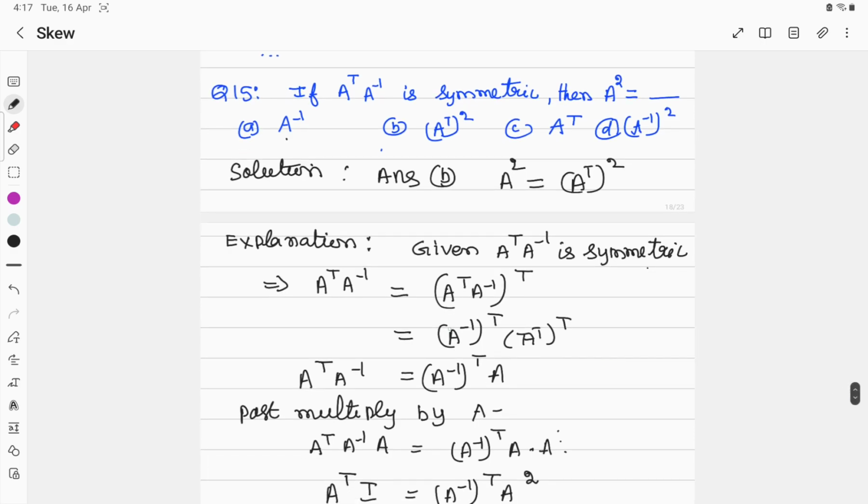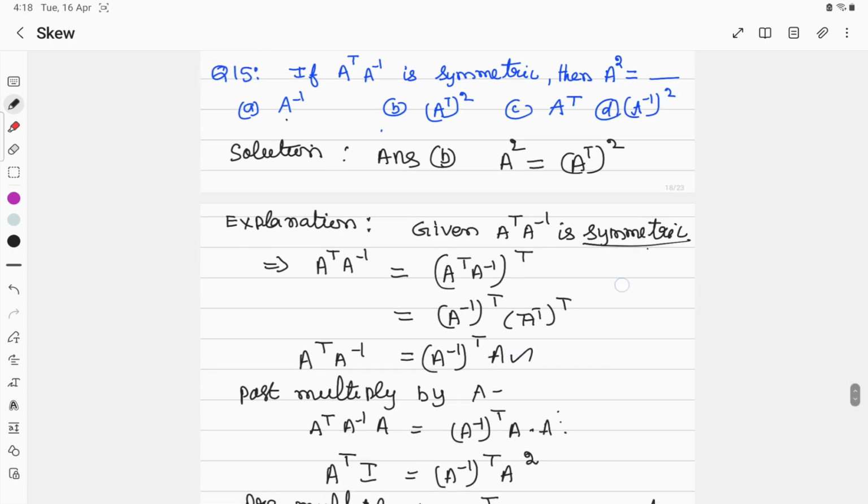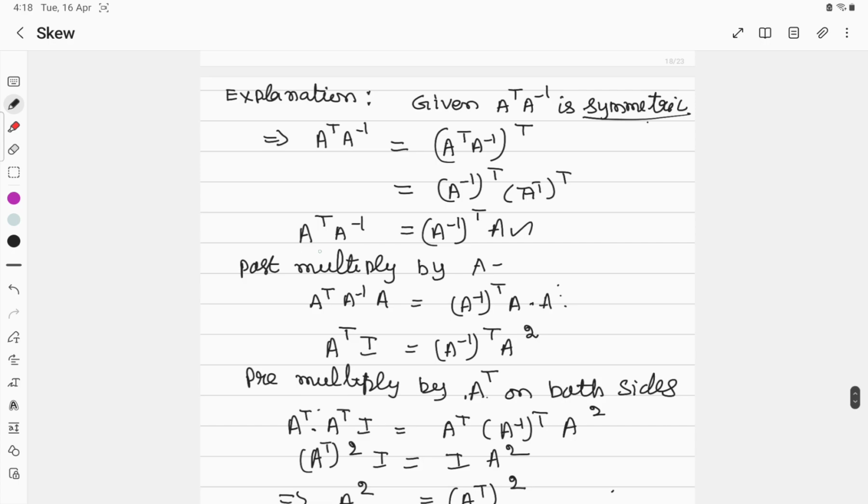Let us see how. What is given? A transpose and A inverse is symmetric. Symmetric means A transpose A inverse is equal to A transpose A inverse of whole transpose. So, taking separate transposes, A inverse transpose and A transpose transpose. Here transpose of transpose becomes A. Then A transpose A inverse is equal to A inverse transpose A.